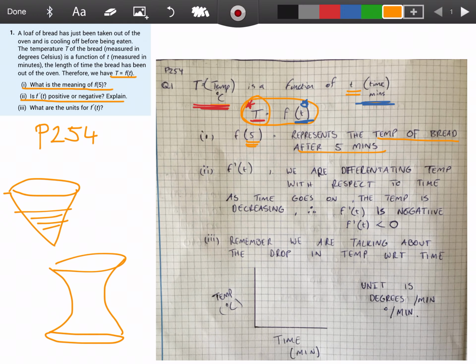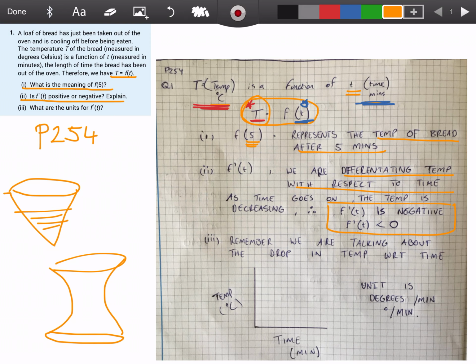So when we're looking at F'(t), as I've written here, we're differentiating temperature with respect to time. So we're looking at the change in temperature based on time. The idea is to talk through these and to explain it and to think about it yourself. So I've written it all out. This is what's literally being expected for your answer, but I've written it, as you can see: as time goes on, the temperature is decreasing, and that's the thing to keep in mind. What is actually happening here?